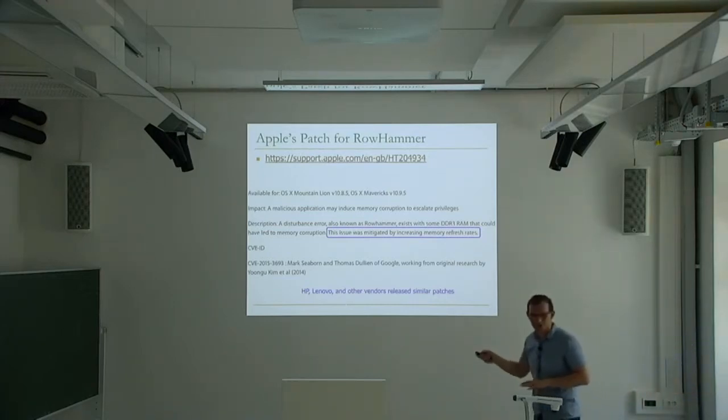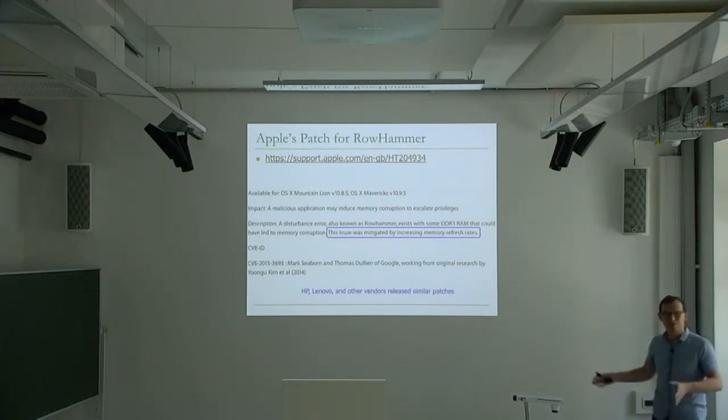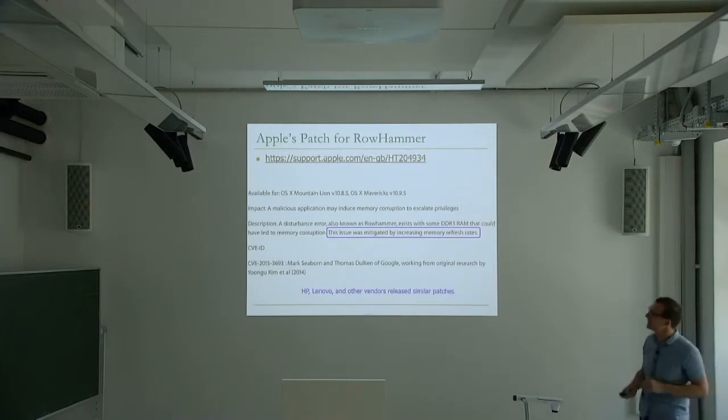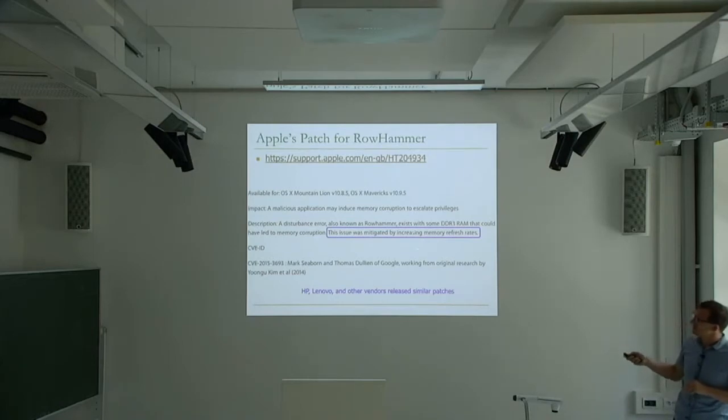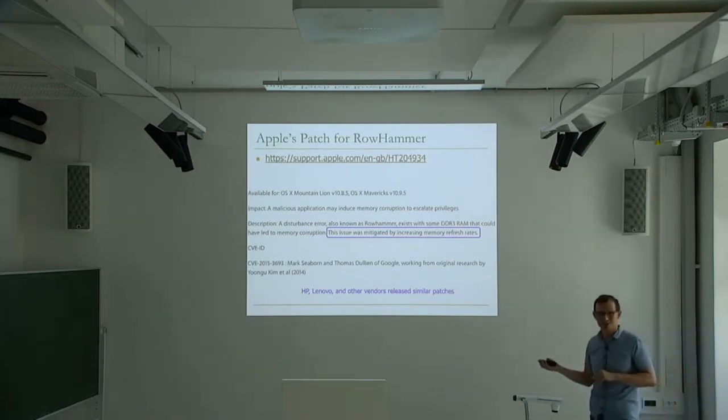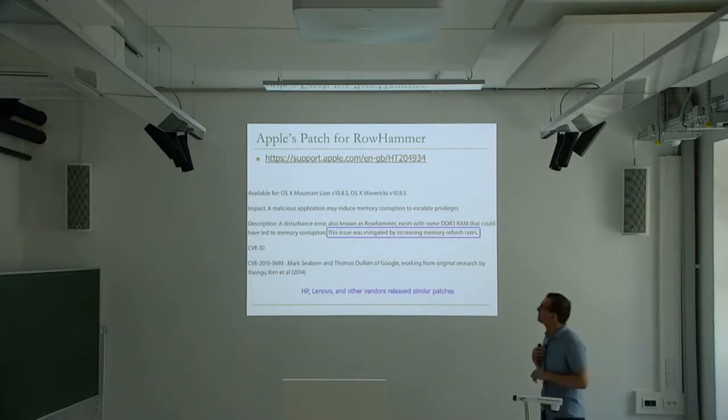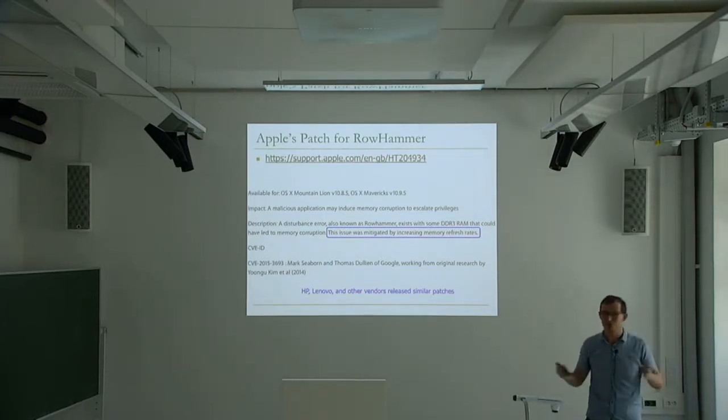You can put IBM over here also. Basically, they employed the solution, learning about the problem, but then they didn't talk about it as much. Apple also didn't talk about it as much, as you can see, right? They didn't say how much they increase the memory refresh rates. I believe it's 2x. 2x doesn't close the vulnerability completely, in my opinion. But again, this is one potential solution, right?